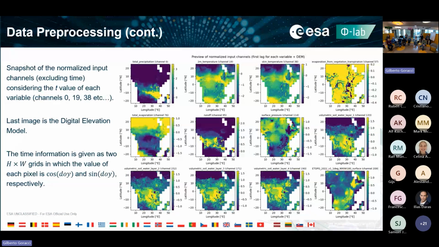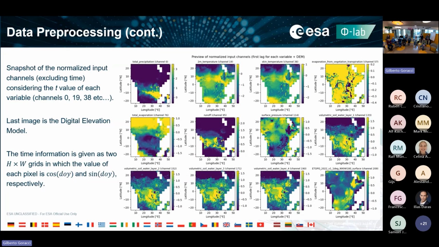Here you can see a snapshot of the first channel of each variable, of course normalized already, because as you can see here, we have a skin temperature that goes from -2 and 1. Of course, we don't have -2 Kelvin in Africa. Actually, we don't have -2 Kelvin anywhere. The last image is the digital elevation model, and the time information is given as grids in which the value of each pixel is the sine or the cosine of the day of year.